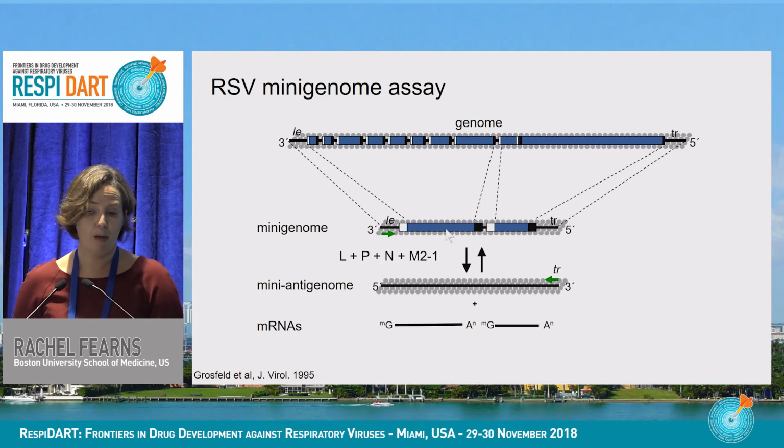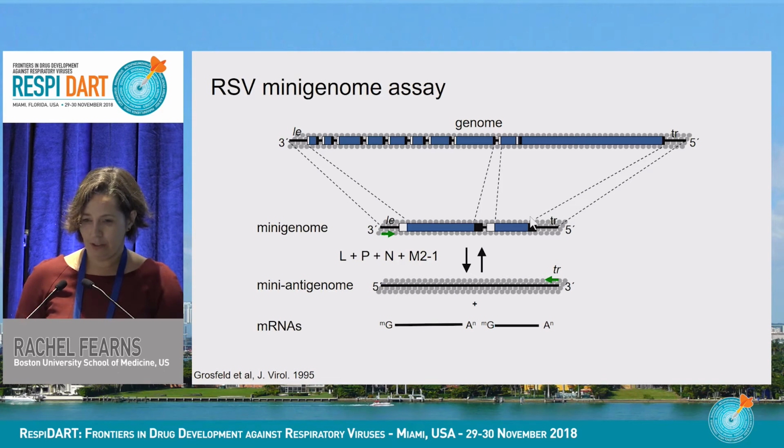If that mini-genome is expressed in cells together with the viral polymerase, the nucleoprotein that can wrap it up and encapsulate it, and then a transcription elongation factor protein, M2-1, then it gets wrapped up non-specifically by N protein, it's used as a template, and you can get messenger RNAs and a little antigenome. And then this antigenome can act as a template to make more mini-genome.